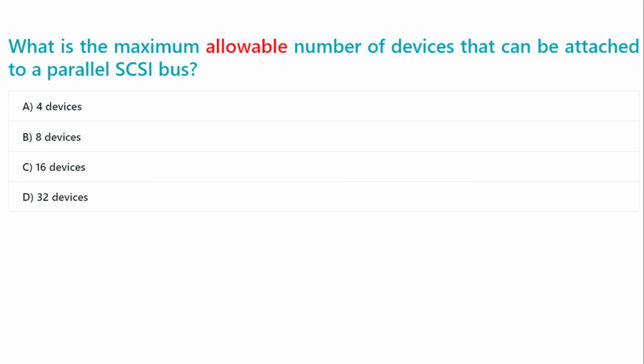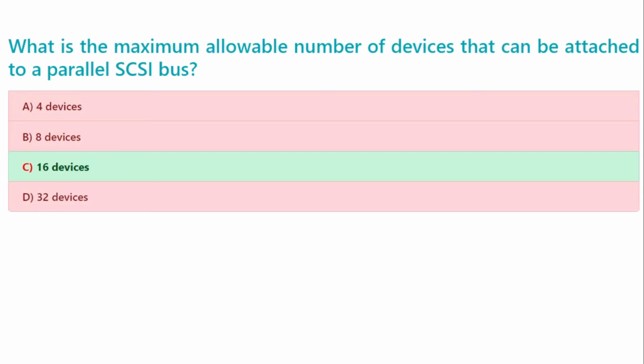What is the maximum allowable number of devices that can be attached to a parallel SCSI bus? A. 4 devices. B. 8 devices. C. 16 devices. D. 32 devices. The correct answer is C. 16 devices.